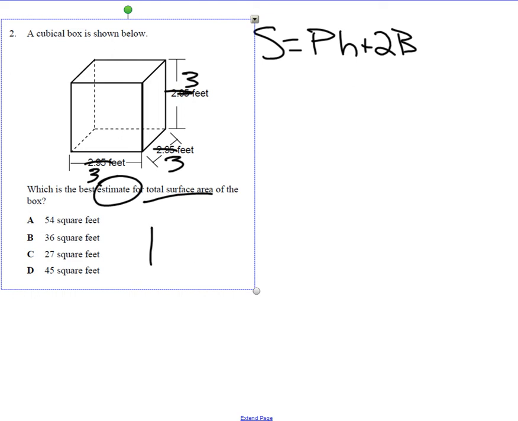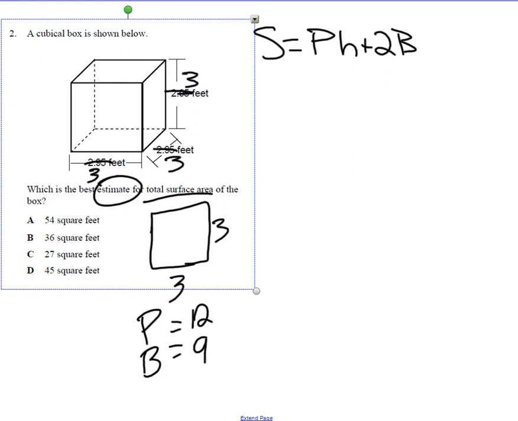This is also sort of some redundant math here, because our base, since it's a cube, all of our sides are exactly the same. They're all 3 by 3. Why does that sound familiar? Because we just did that in the last one. What is the perimeter and area of this? We have 12 and 9.